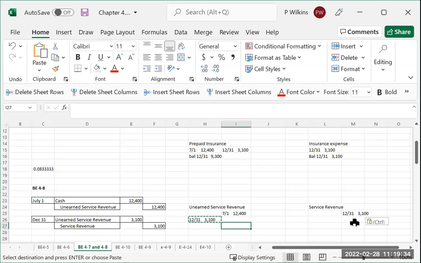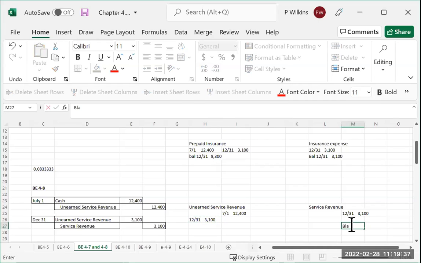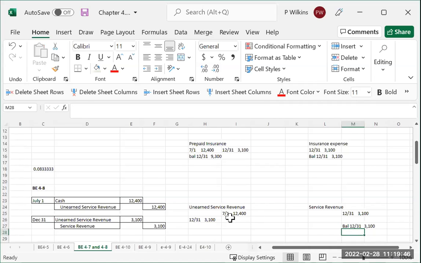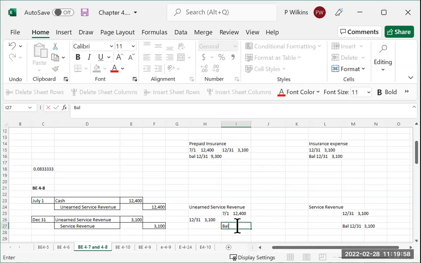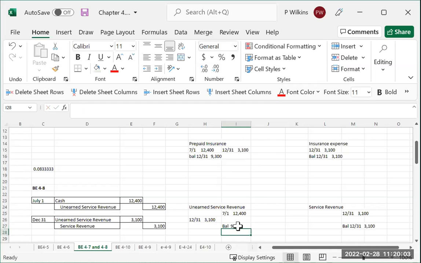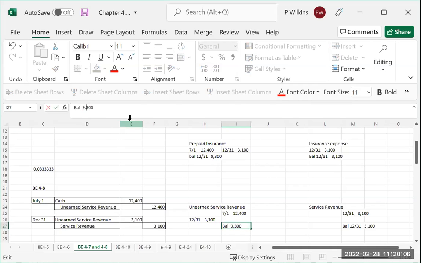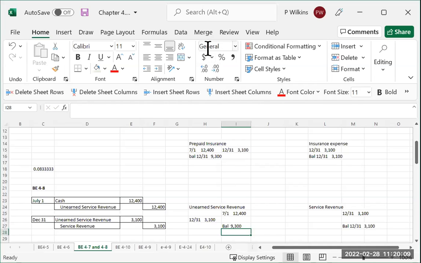So now we'd have to balance those accounts. For service revenue, the balance on 12/31 would be 3,100 credit. And then for the unearned service revenue, we would subtract the 3,100 from the 12,400. So you subtract the smaller side from the bigger side. And we would have a balance in this account of $9,300. So $9,300 would be the balance of unearned service revenue that we still need to apply in service to the customer. We still owe that to the customer in service.